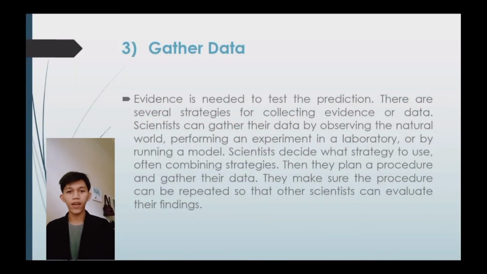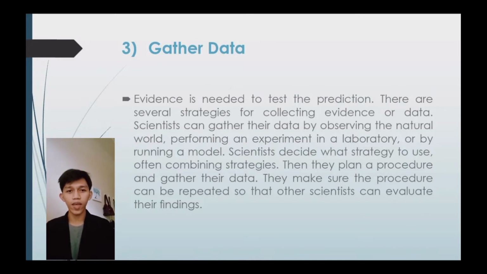So number 3, gather data. Evidence is needed to test the prediction. There are several strategies for collecting evidence or data. Scientists can gather the data by observing the natural world, performing an experiment in a laboratory, or by running a model. Scientists decide what strategy to use, often combining strategies. Then they plan a procedure and gather their data. They make sure the procedure can be repeated so that other scientists can evaluate their findings.